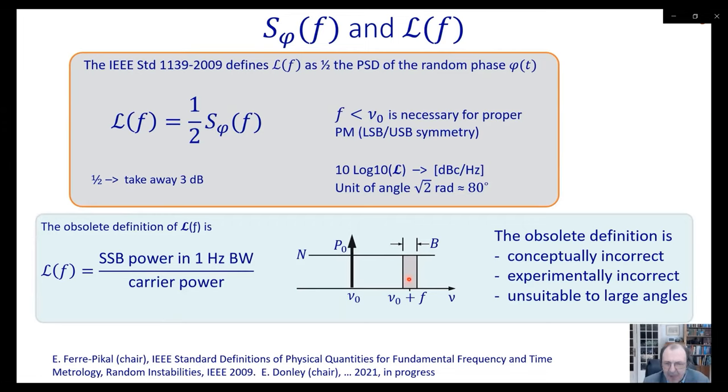This obsolete definition is conceptually incorrect because it doesn't refer to a real phase, it refers only to power, so it doesn't separate AM from PM. It is experimentally incorrect because all instruments are based on a measurement of phase and not on the measurement of a sideband power. And then this definition is unsuitable for large angles because this ratio no longer converges to an angle. This is no longer defined in the presence of large swings.